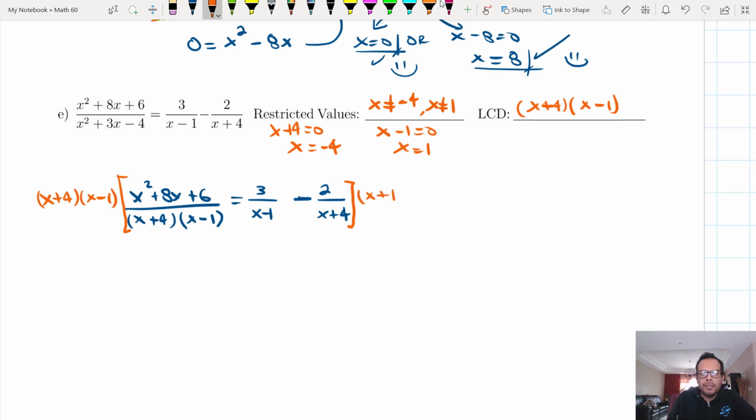x plus 4, x minus 1. So the next step will be to distribute the two factors in the LCD over the numerator term. Okay, be careful here. Keep in mind that this trinomial in the numerator has an invisible parenthesis set, right? So I'm going to keep the same colors again. So let's see.